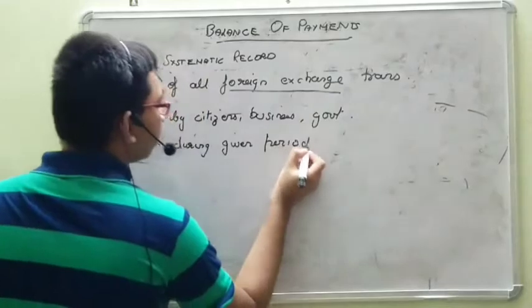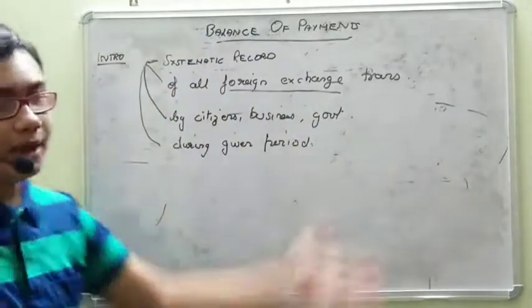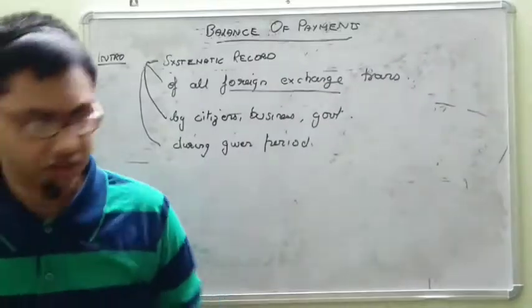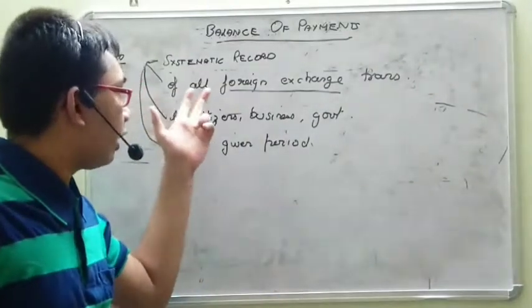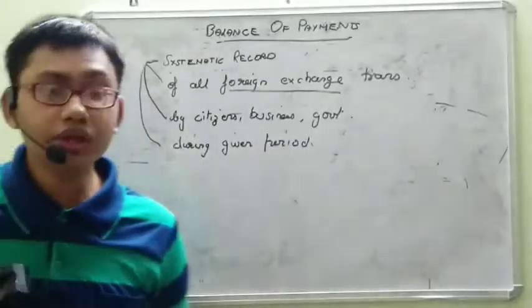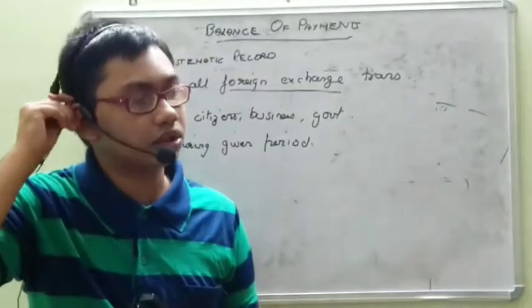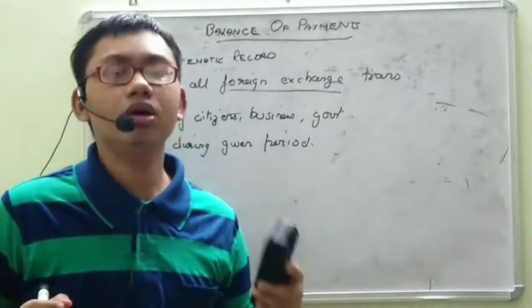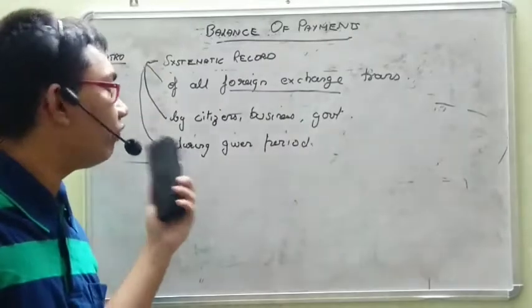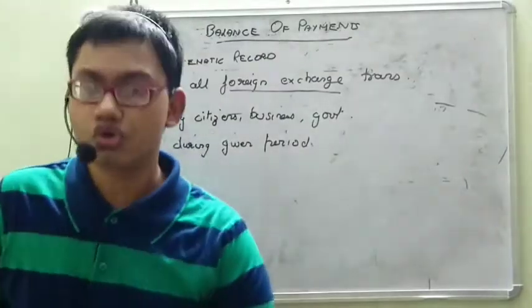So these are the four features. It is a systematic record of all foreign exchange transactions. Who is doing these foreign exchange transactions? It can be citizens, government or business enterprises of any country. And when is this done? During any given period, usually one year.